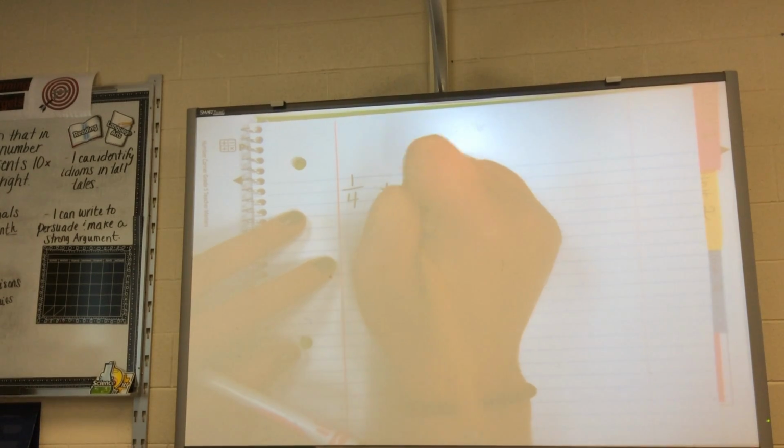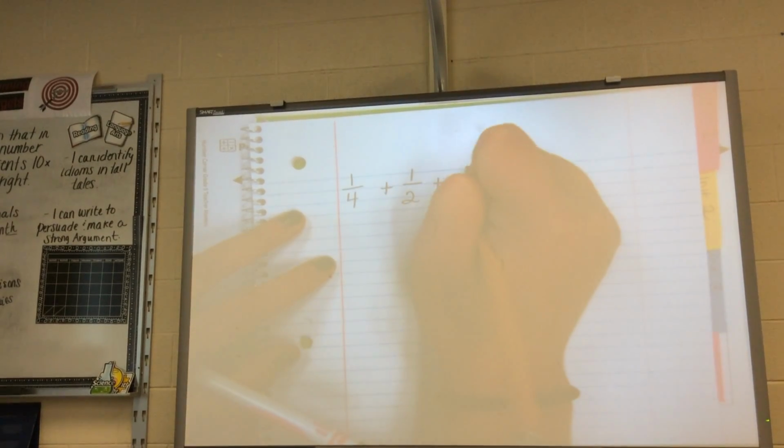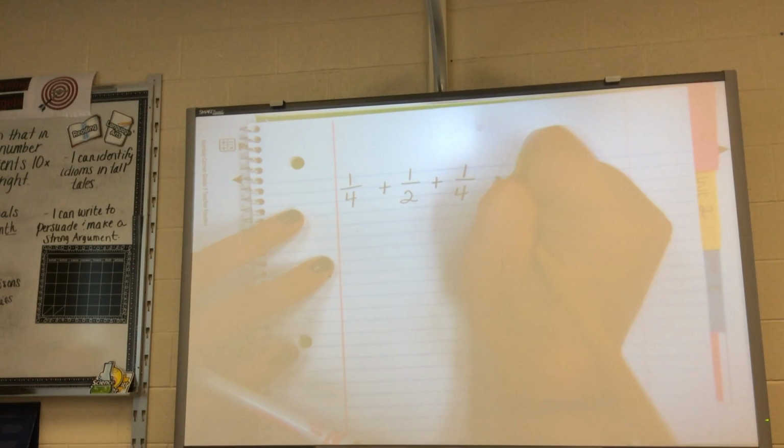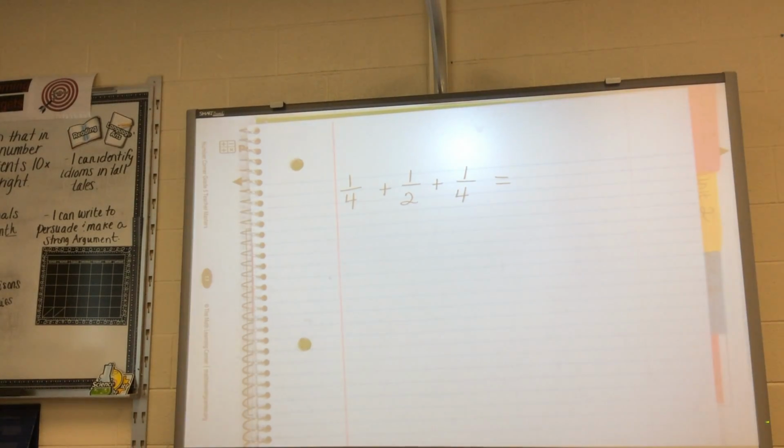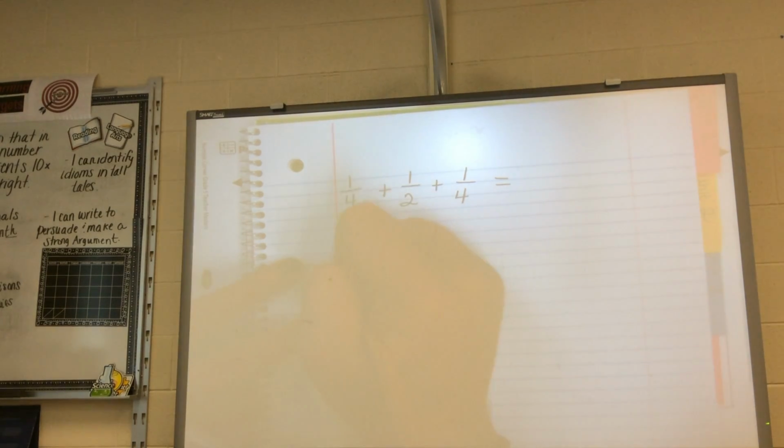And it looks like I'm adding 1/4 plus 1/2 plus another 1/4. And I know since these are really, really easy fractions, I'm going to actually change them into money. Okay? Because that's an easy one for me. I like using money to add my fractions.